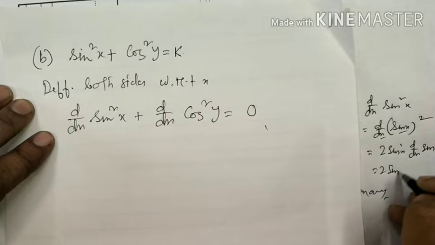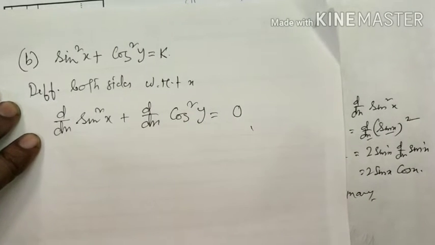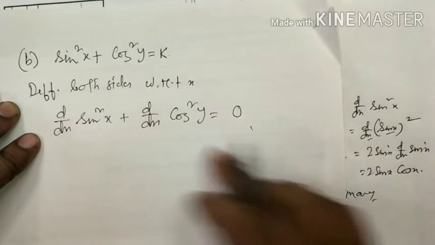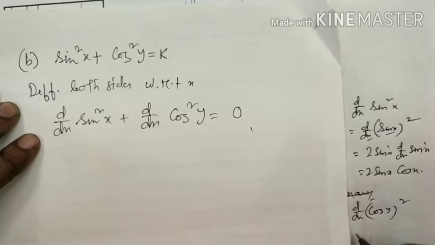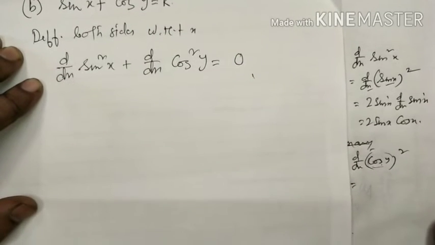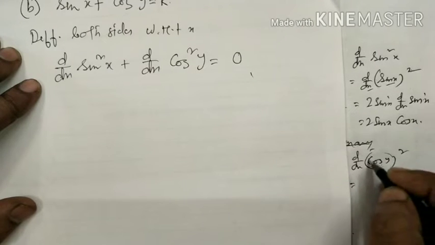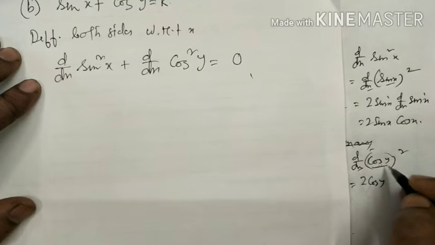Finally, 2 sin x into cos x. Okay, so I hope you understand. So you do this like that. And how to find d/dx of the same way? cos y, cos square y means cos y whole square. So suppose that this is x, then it will be of the type, d/dx of cos y means what? cos y whole square means 2 cos y. But cos y is other than x. This x and cos y are different.